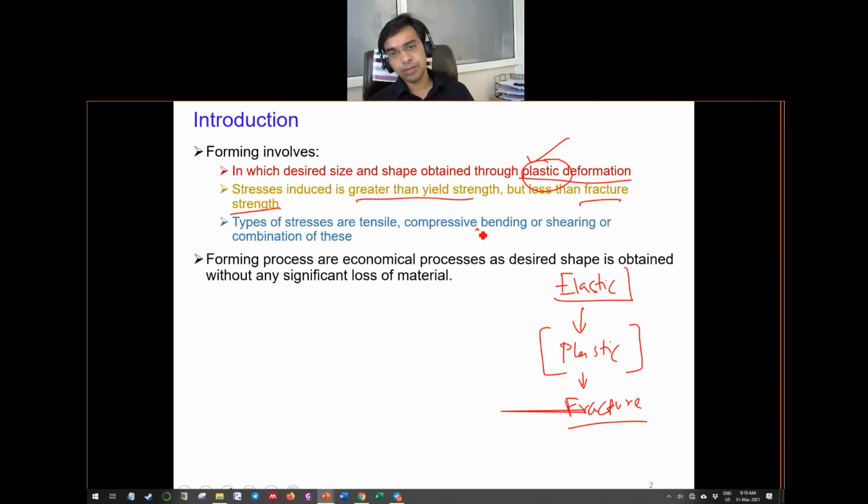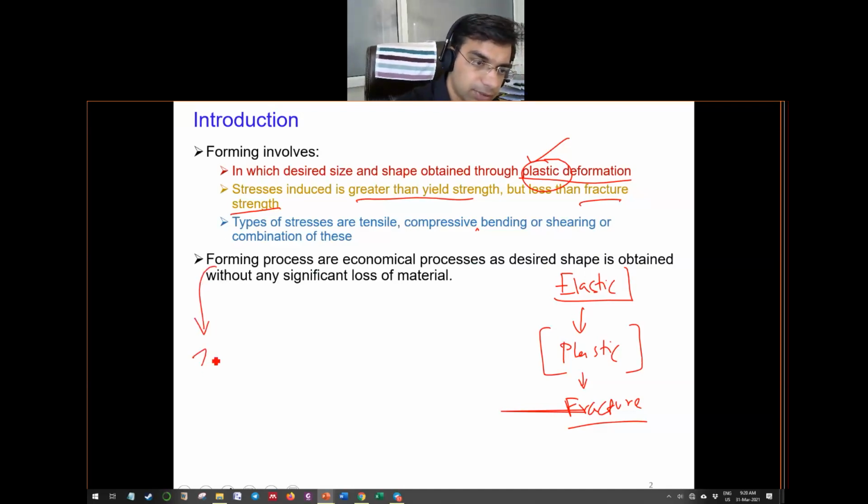Then forming is one of the most economical processes also, because in this case there is almost no loss of material. If we see processes like machining, several chips are produced which contribute to loss of material. But in this case, the forming processes are also known as zero waste processes, because only change in shape is happening.